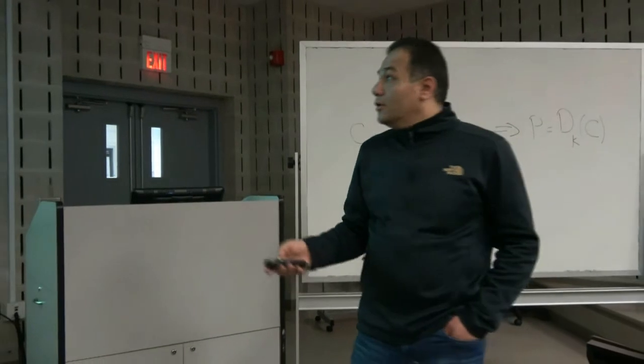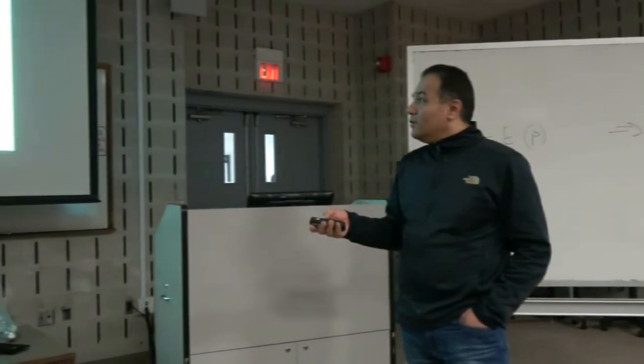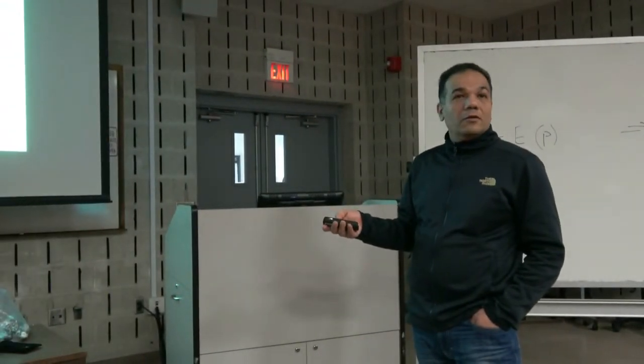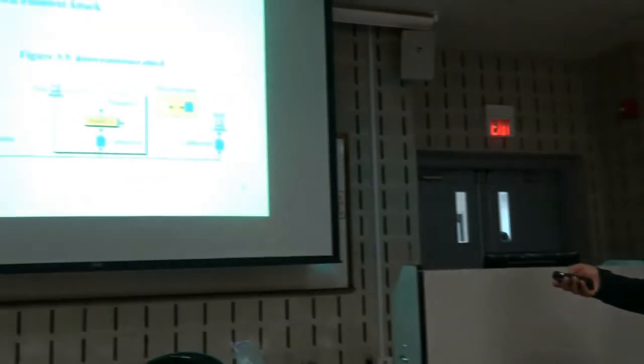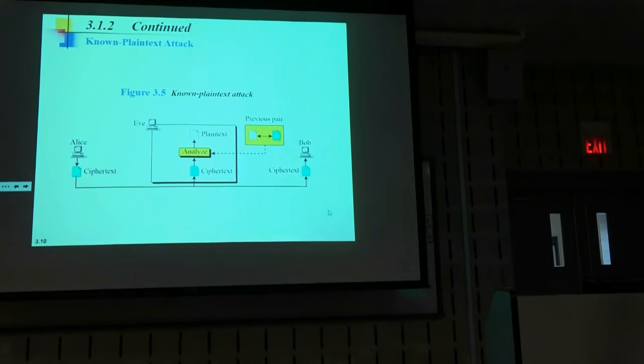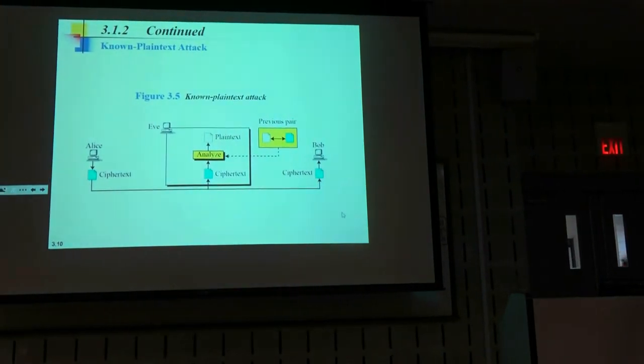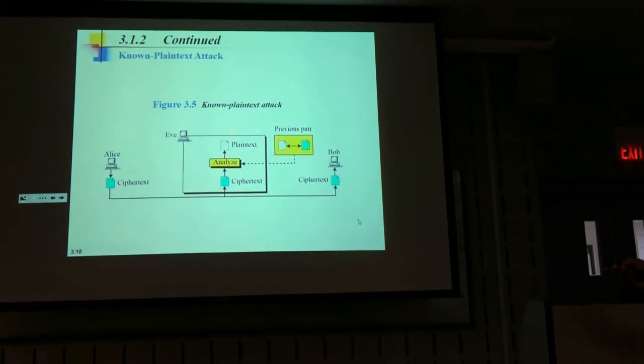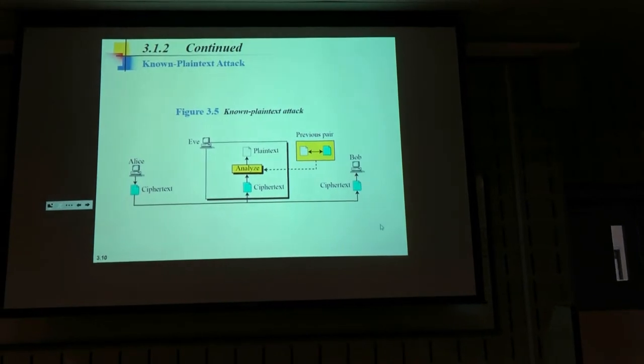All right. So now, is it easier than here or tougher? Easier or tougher? For the attacker. It's easier. Easier because you have more information, right? Yeah. They have more information. That's why we call it known plain text.